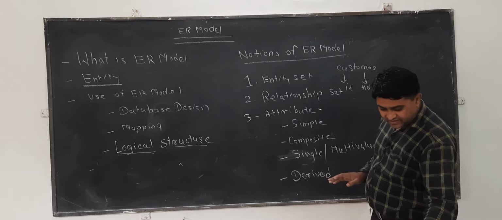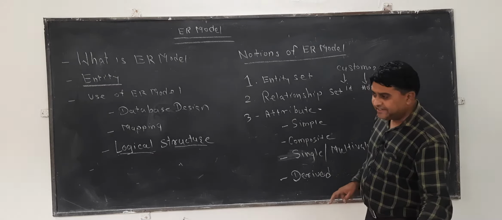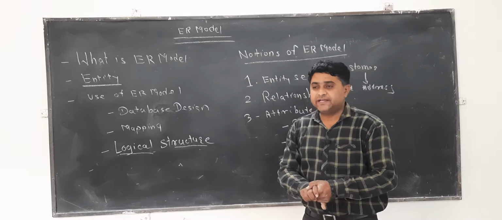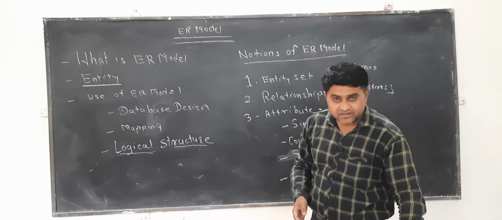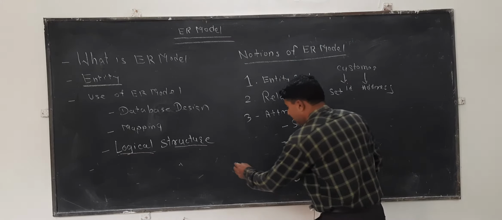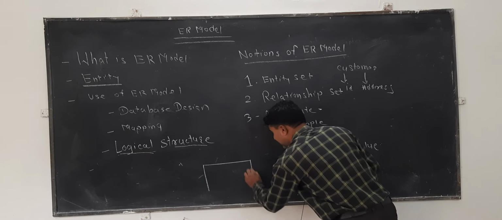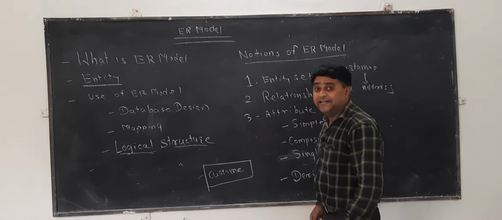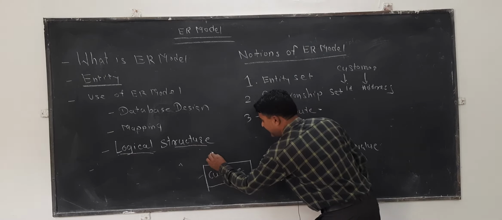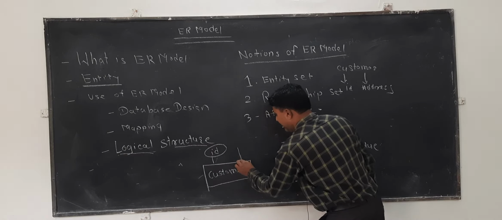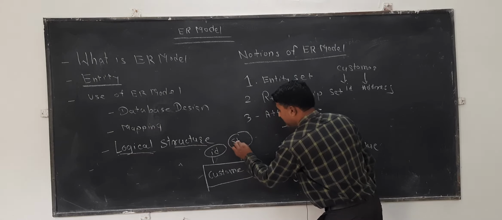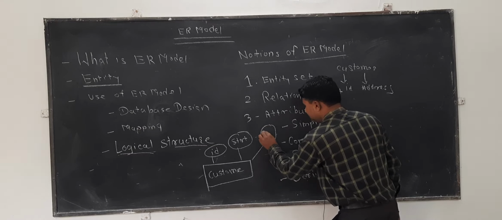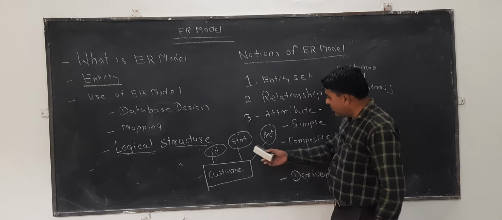First one is entity set. Entity set means that it is a collection of objects, a collection of entities. For example, we draw the diagram for the entity set. Here is one entity set, customer, and customer has the ID. For example, this is the ID. Then customer has street, then customer has the account. So this is called an entity set.